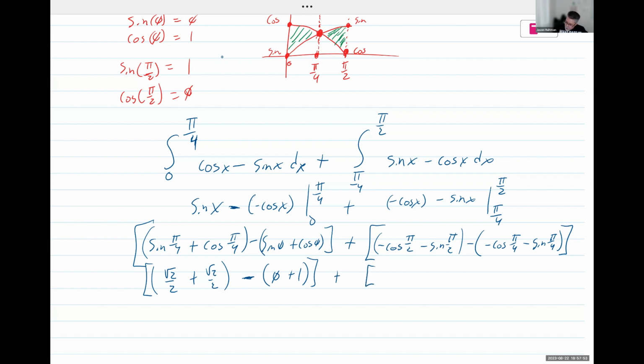Okay, plus the negative cosine of pi over 2. What's the cosine of 90 degrees? 0. What's negative of 0? Well, it's just 0. Okay, negative of 0 is 0. Minus the sine of pi over 2. What's the sine of pi over 2? It's 1. Okay, minus the negative cosine of pi over 4, that's radical 2 over 2. Minus the sine of pi over 4, which is radical 2 over 2.